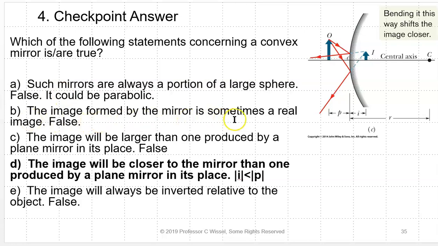The image formed by a mirror is sometimes a real image. Convex mirrors never form a real image. They only form virtual images. The image will be larger than one produced by a plane mirror. False. Convex mirror images are always smaller than the one produced by a plane mirror. The image will always be inverted relative to the object. That's only true for real images. All of these are virtual images. They're always going to be upright.